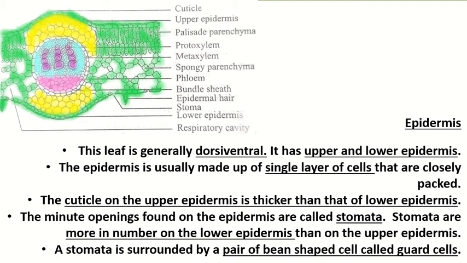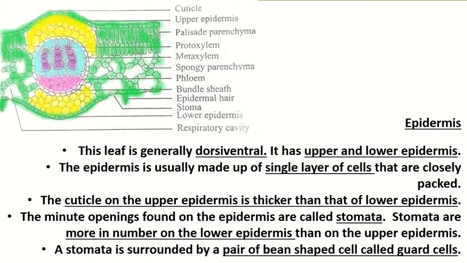Generally, the leaf is dorsiventral. That means it possesses a dorsal side and also a ventral side. That is, it has an upper and lower epidermis. The epidermis is usually made up of a single layer of cells, as you find in the picture, which are closely packed without any intercellular space. Intercellular space is a space present between two cells. In the picture you can't find any intercellular space in the epidermis layer.